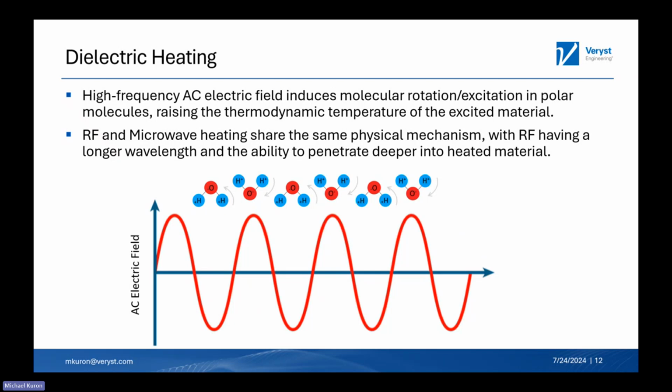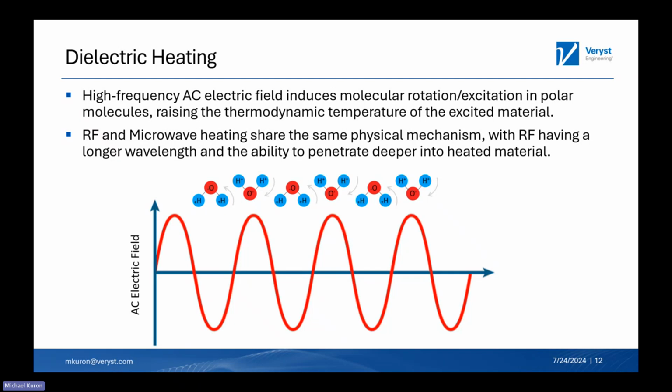What happens with a water molecule when an AC electric field passes by is that it rotates in response to the polarization of the molecules with respect to the electric field. And that's what we've tried to draw in our little cartoon representation here: the vibration or rotation of the molecules in response to the electric field. That rotation or excitation of the polar molecules raises the thermodynamic temperature of the excited material.